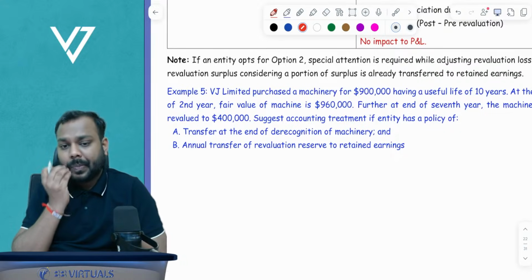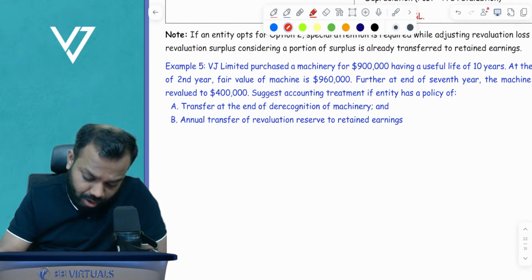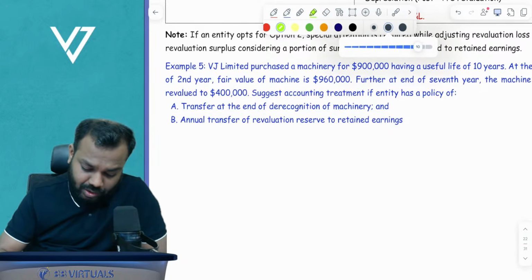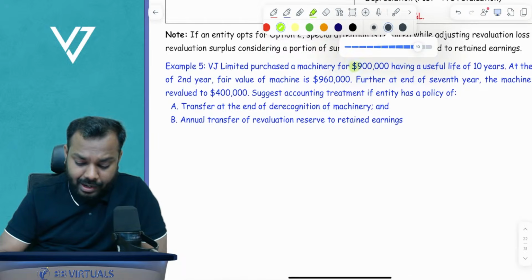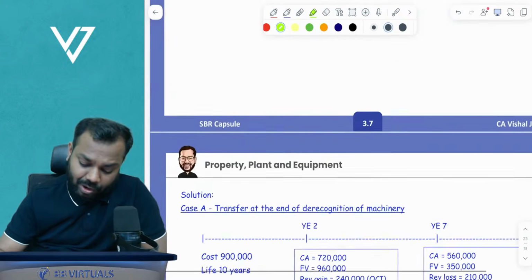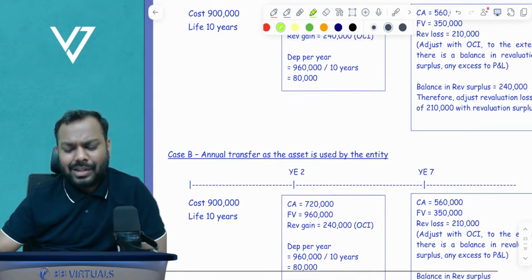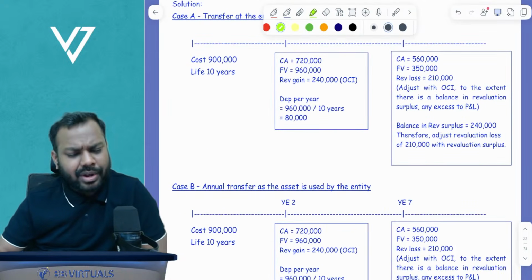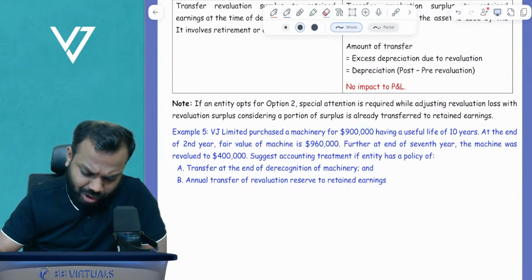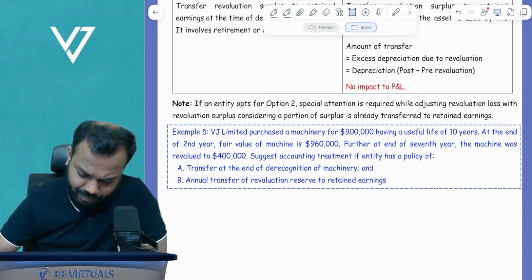See, example. VJ Limited purchased a machinery for $900,000. Tell me, guys, what do you want? I have already solved it. You can refer to whatever I've solved going forward. But I will solve it again for you guys, because if I solve it right now in the class, you will get a better understanding of it.